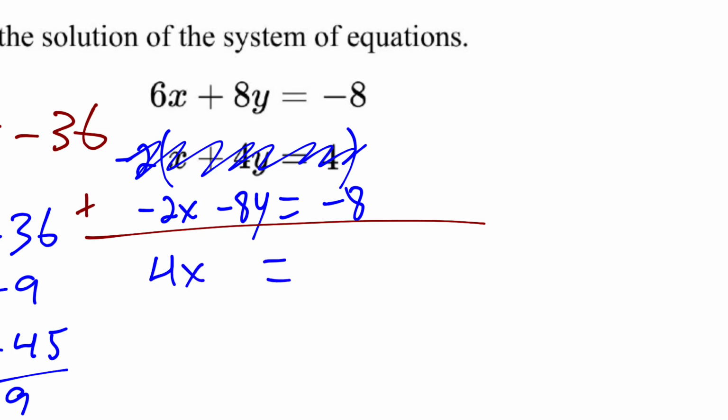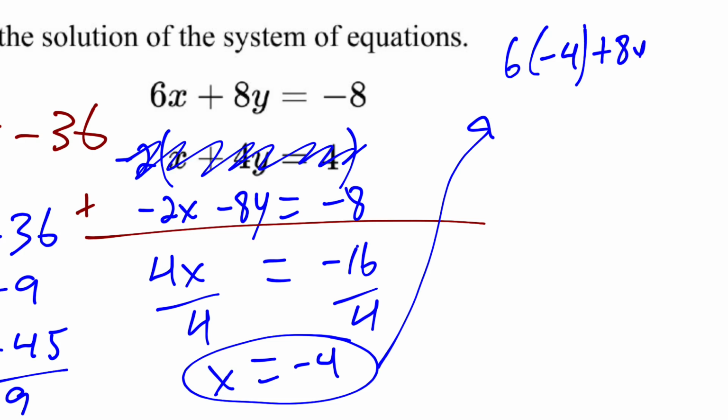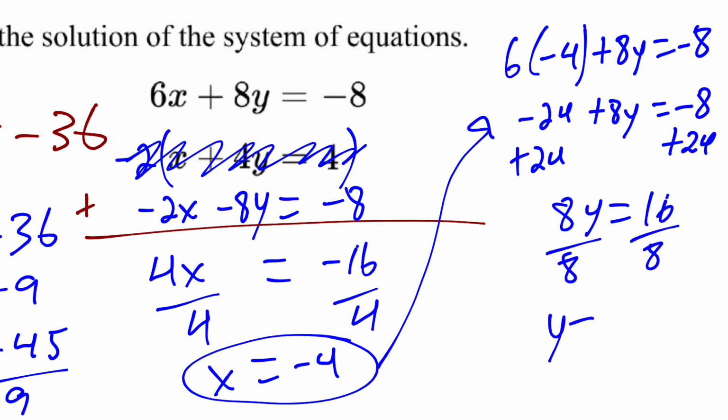Here I have 4x is equal to negative 16. If I divide both sides by 4, I get x is equal to negative 4. Let's plug that back in. 6 times negative 4 plus 8y is equal to negative 8. That's negative 24 plus 8y is equal to negative 8. If I add 24 to both sides, I get 8y is equal to 16. If I divide by 8, I get that y is equal to 2.